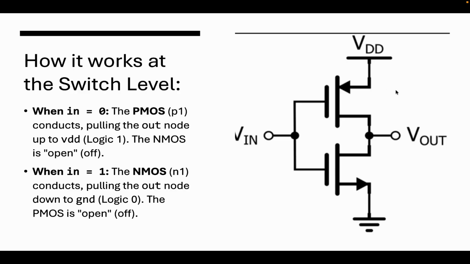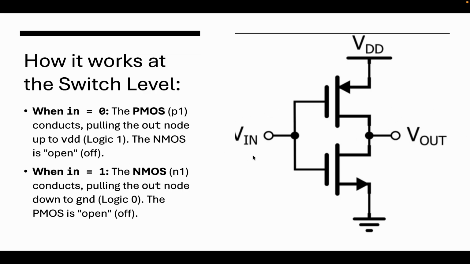See, when the input is equal to 0, since the PMOS is an inverted gate, it pulls the output high. So Vout will be 1, and it is pulling the output node up to VDD, that is logic 1. So Vout will be 1.